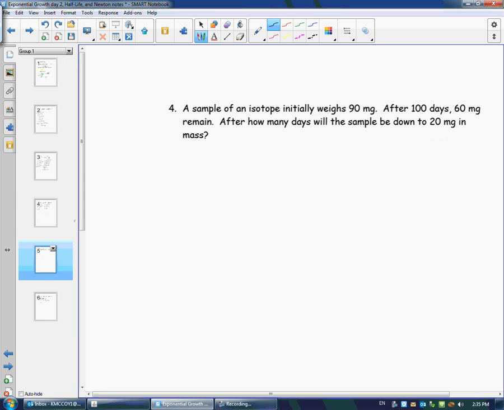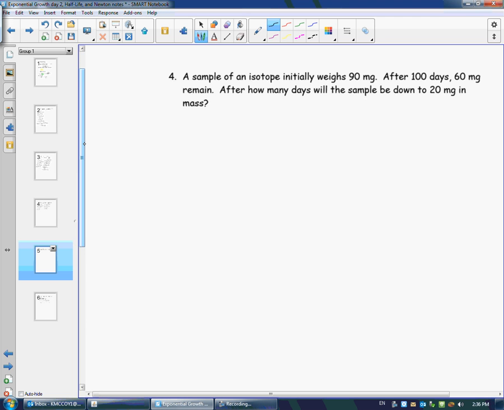Okay, we're going to do one more half-life type problem. Number 4, we've got a sample of an isotope initially weighing 90 milligrams. After 100 days, 60 milligrams remain. Again, key in the wording there is that it's telling us how much we started with and how much is left. After how many days will the sample be down to 20 milligrams in mass? Again, standard exponential. The initial amount that we're given is 90, so there's our C, e to the kt.